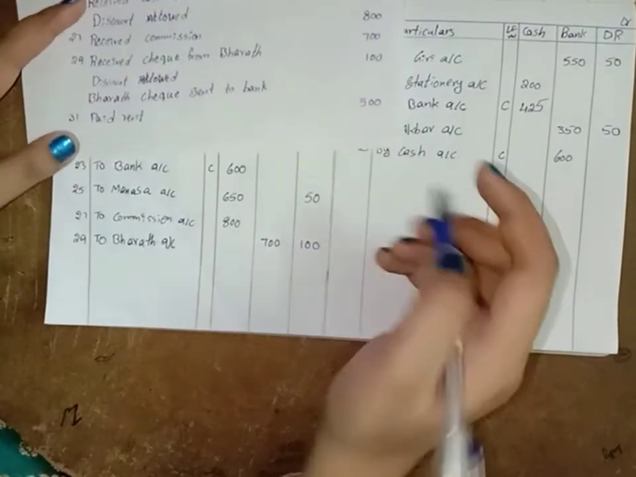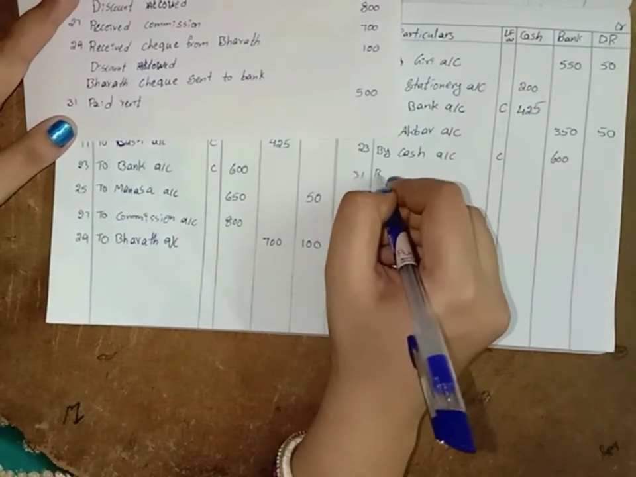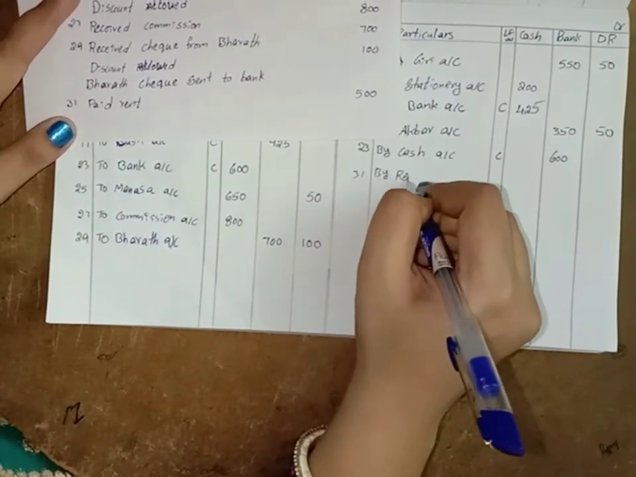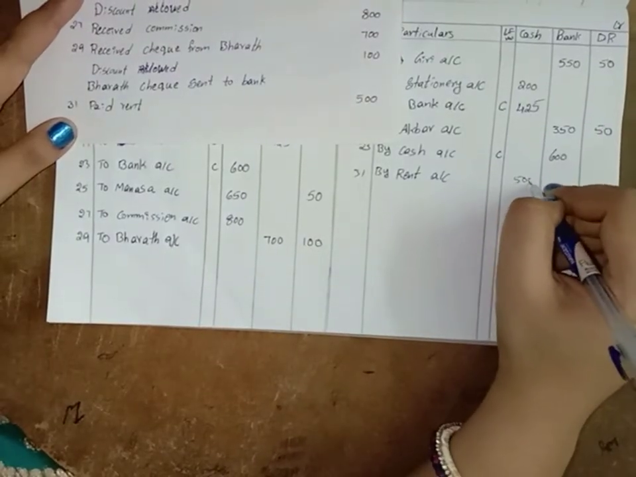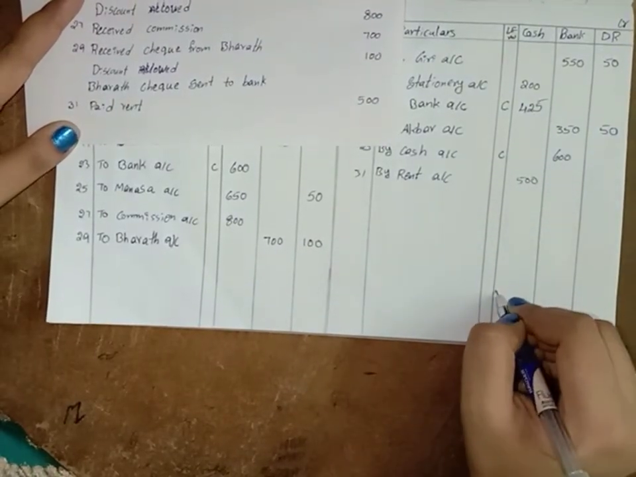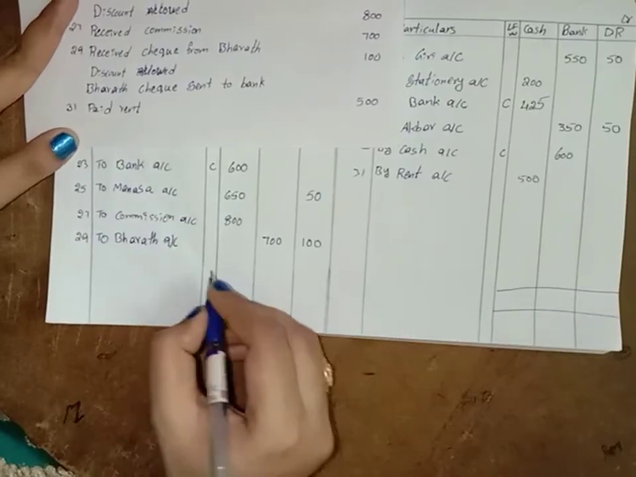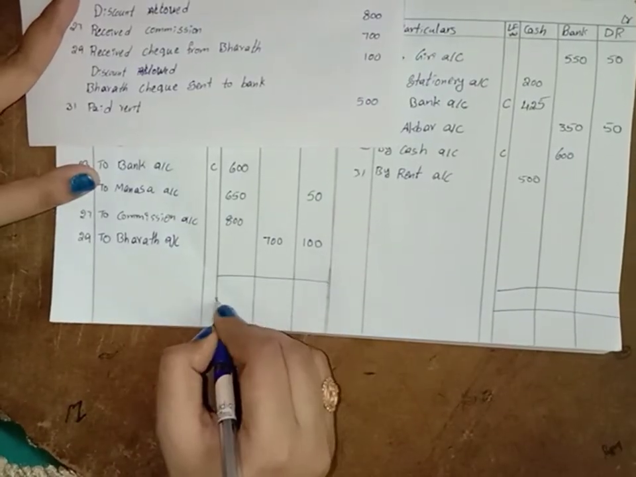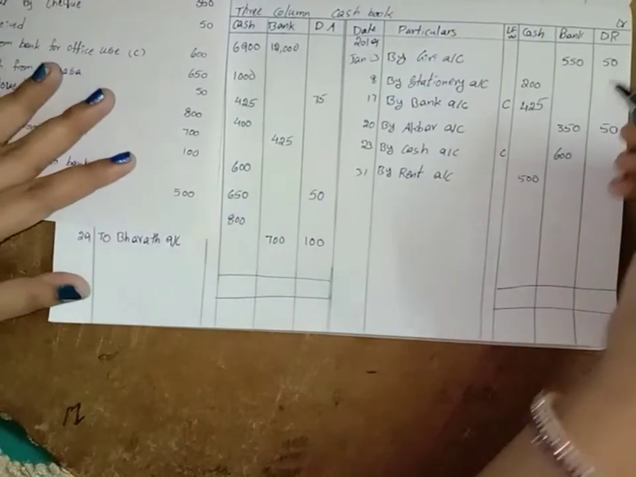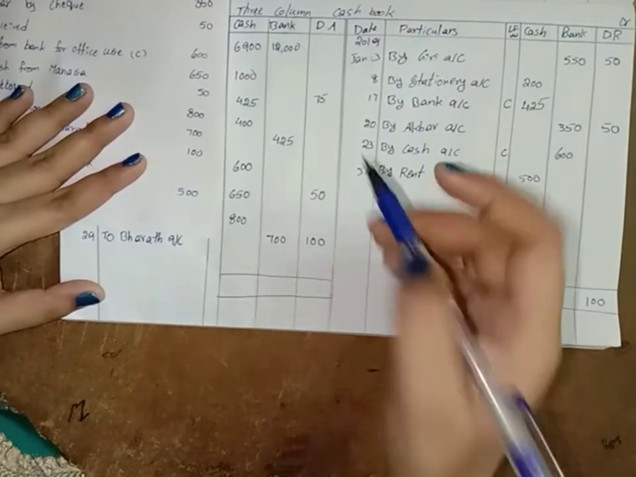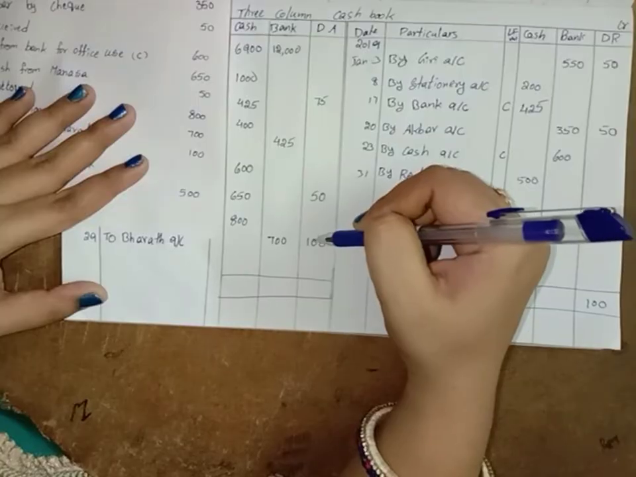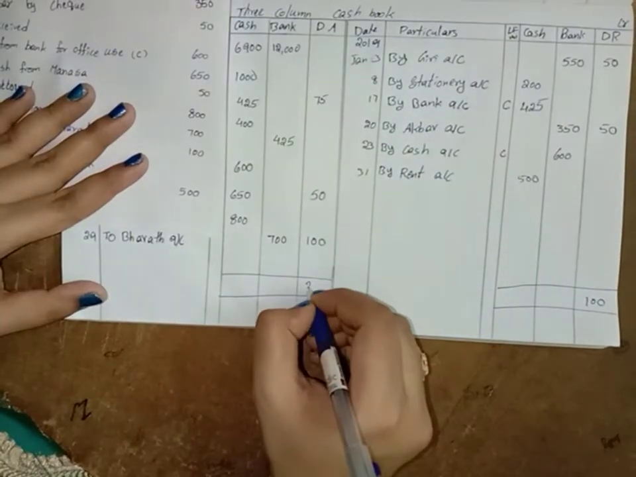And next one, paid rent, by rent account 500. So these are our transactions. We have to make the total. First, discount received 50 plus 50, 100. 75 plus 50 plus 100, 225.